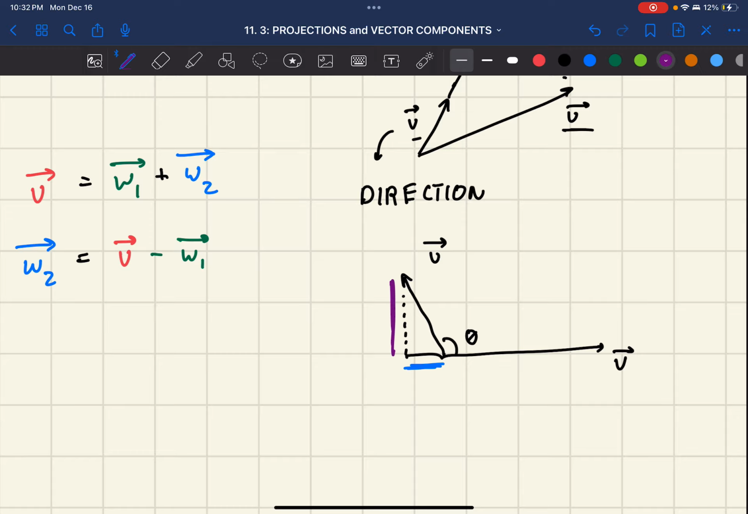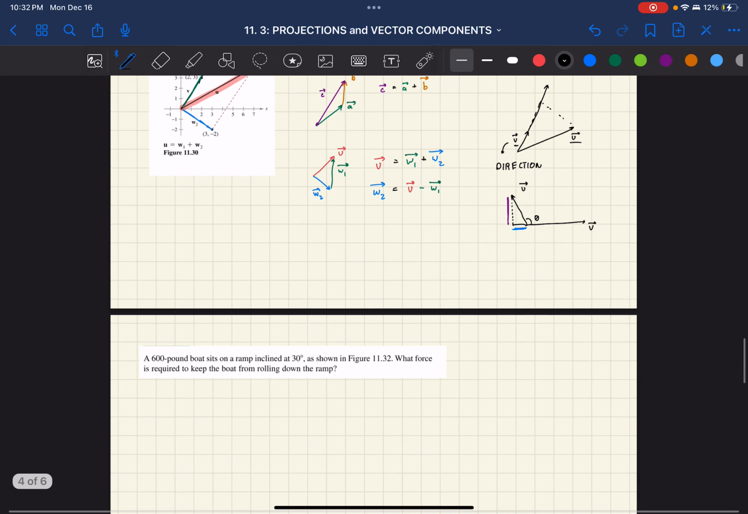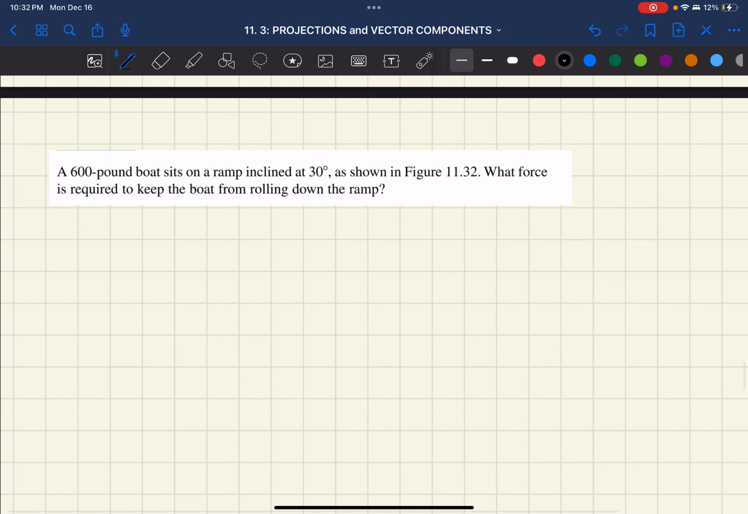But this idea that the length of V matters less than the direction is going to become very important in our next example. A 600-pound boat sits on a ramp inclined at 30 degrees. What is the force required to keep the boat from rolling down the ramp?